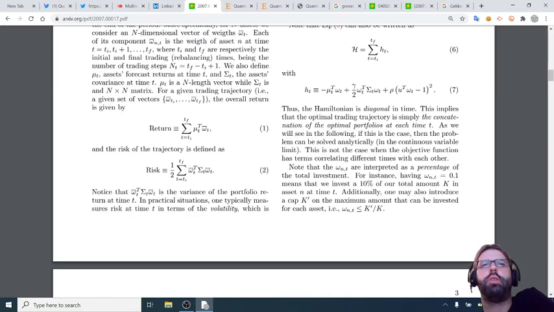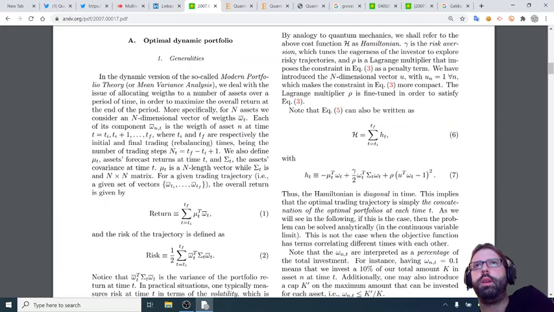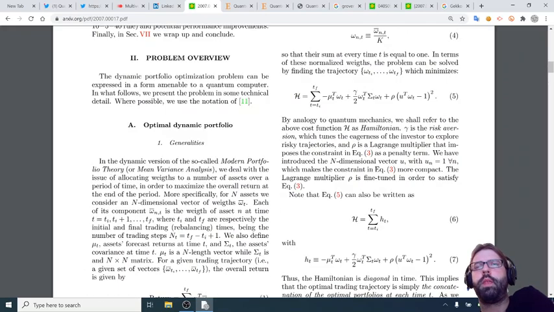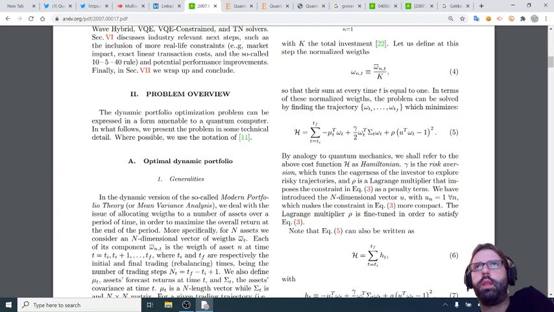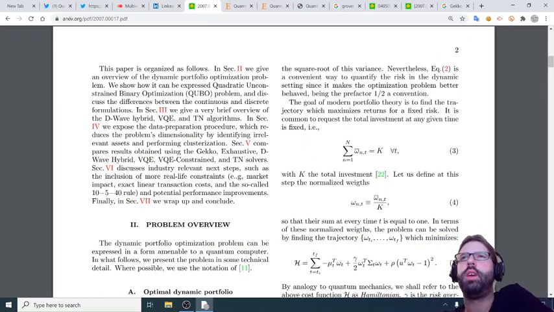This scrolling is just killing me. The volatility, which is, up again, the square root of this variance. Nevertheless, equation 2 is a convenient way to quantify the risk in the dynamic setting, since it makes the optimization problem better behaved, the prefactor 1 divided by 2 being a convention. Okay. The goal of modern portfolio theory is to find the trajectory. Okay, so they just say that's a convention.